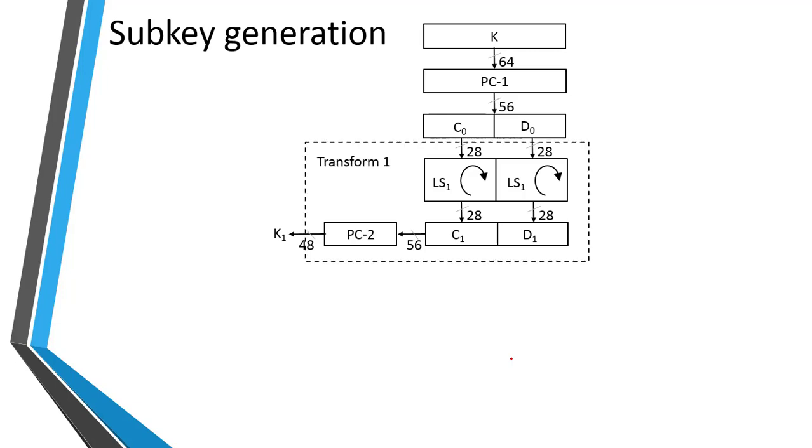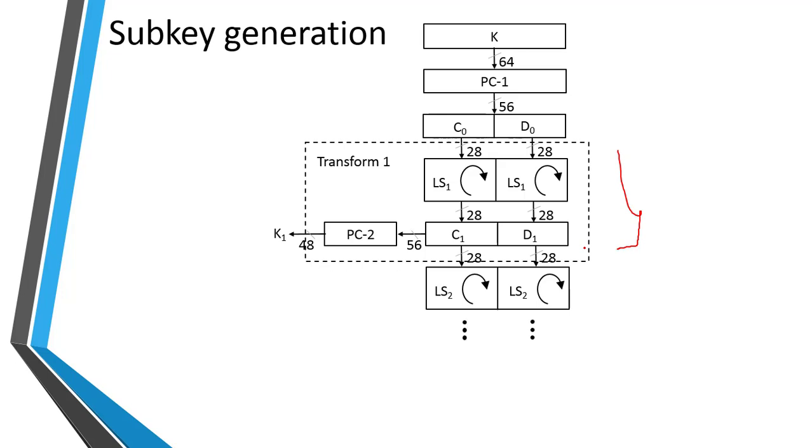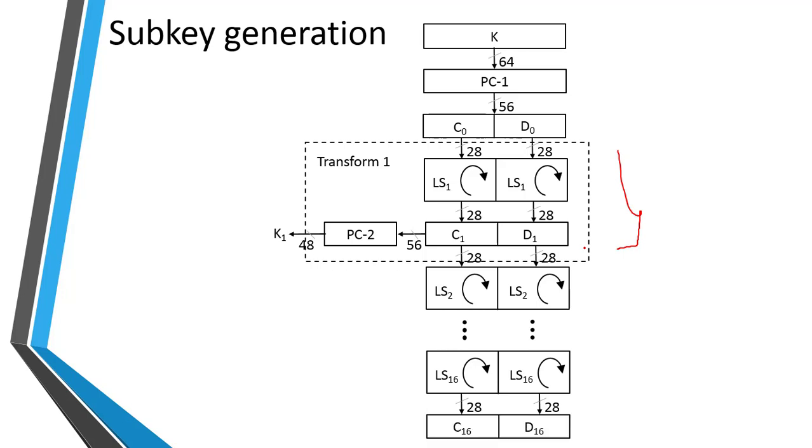So this is the main functionality for the subkey generation. Here, after applying the left circular shift, the output C1 and D1 is given to the next round for the next subkey generation. In the next round, a further left circular shift is applied and C2 and D2 are generated, and after that permuted choice 2 is applied on C2 and D2 and K2 is generated for round 2. So in this way, for a total of 16 rounds, 16 keys are generated.